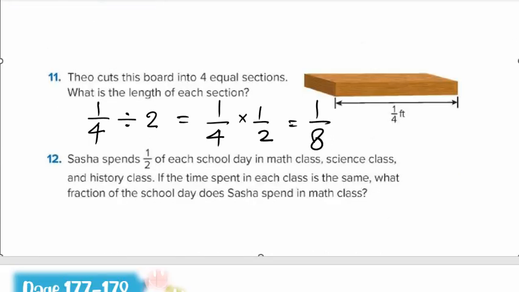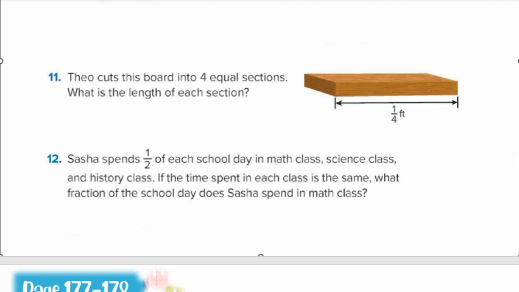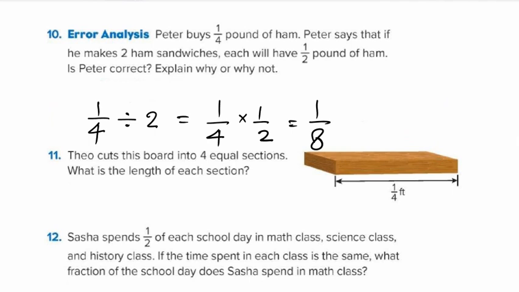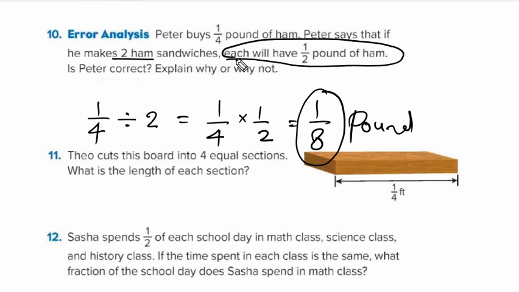So now in this question, wait a second, I think I have scrolled it down. Yes. So here it says Peter has 1 over 4 pound of ham. He makes 2 ham sandwiches. So each ham sandwich will have 1 over 8 pound. But here it says each will have 1 over 2 pound of ham. So is Peter correct? No, because each will have 1 over 8 pound.